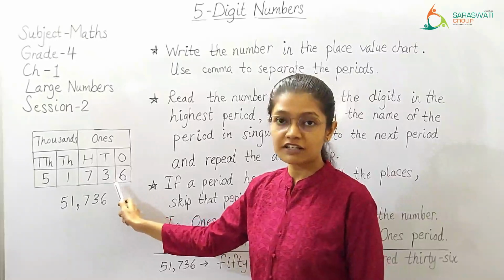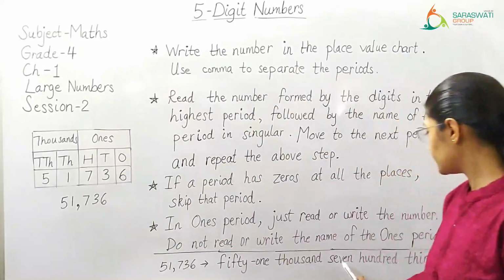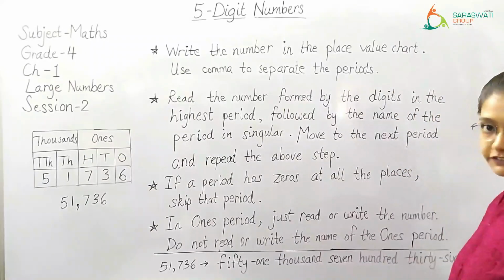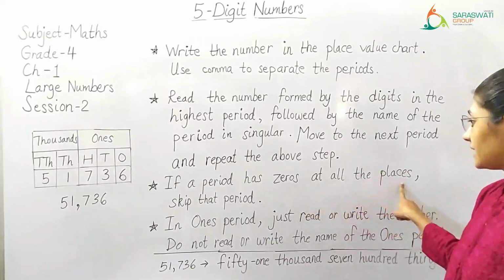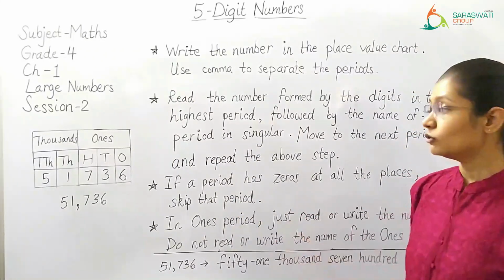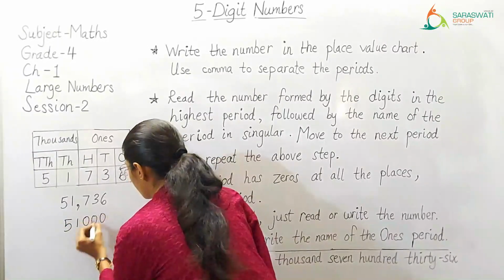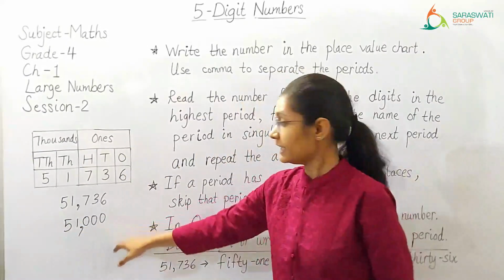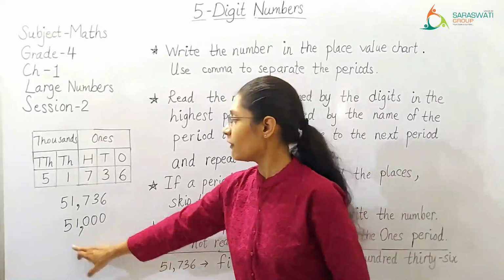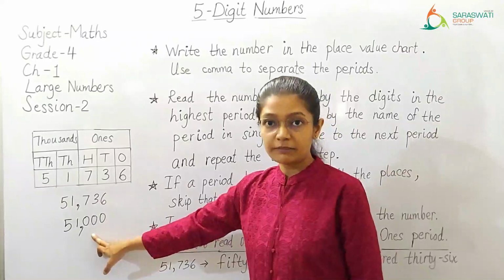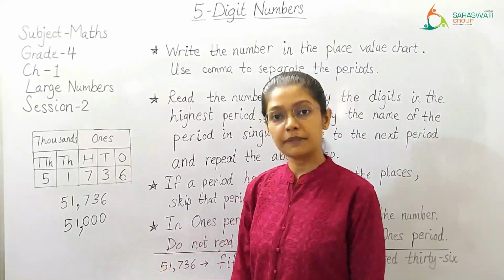So we just have to read this number. Now we already know how to read a 3-digit number. So 736. Now, if a period has zeros at all the places, skip that period. So, if the number was like this, then it has 0 in all the 3 places of ones period. So, the number name for this numeral will be 51,000. We will skip the ones period.